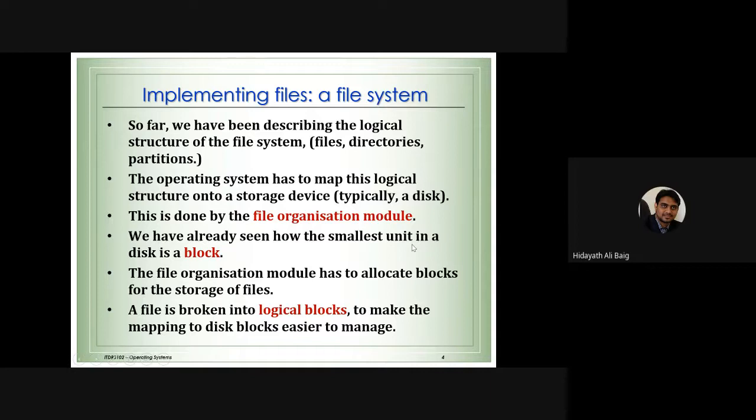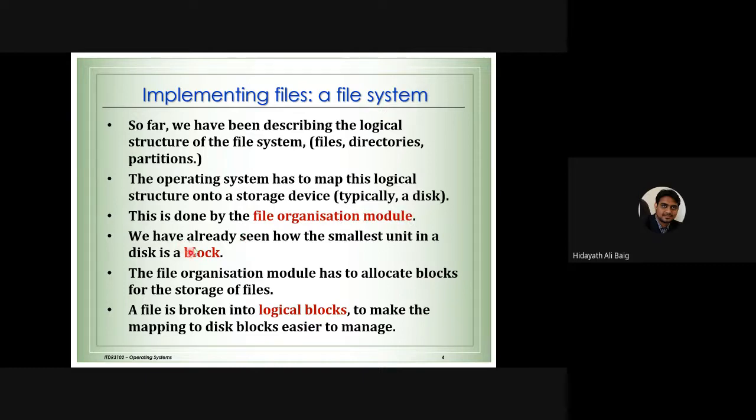Okay. So the operating system has to map this logical structure onto the storage device, that is, the hard disk. This is done by, remember this, important, who is going to do this? The file organization module of the operating system. Maybe I will ask you a question: who is going to map the logical file structure onto the storage device? This is going to be done by the file organization module of the operating system.